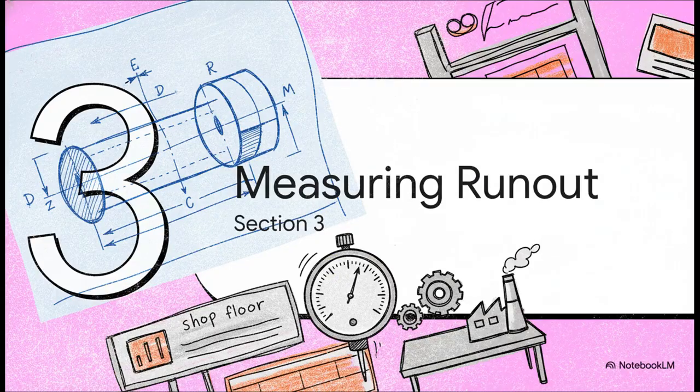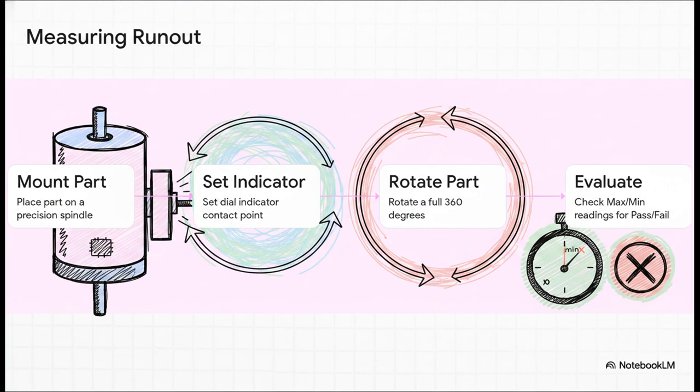All right, let's get into Section 3, Measuring Circular Runout. Let's take this out of the theoretical tolerance zone on your blueprint and look at the practical reality of a shop floor inspection. The true beauty of circular runout is how wonderfully straightforward the physical inspection method is, especially compared to checking pure form. Step 1, you mount the part on a precision spindle using that datum feature simulator we just talked about.